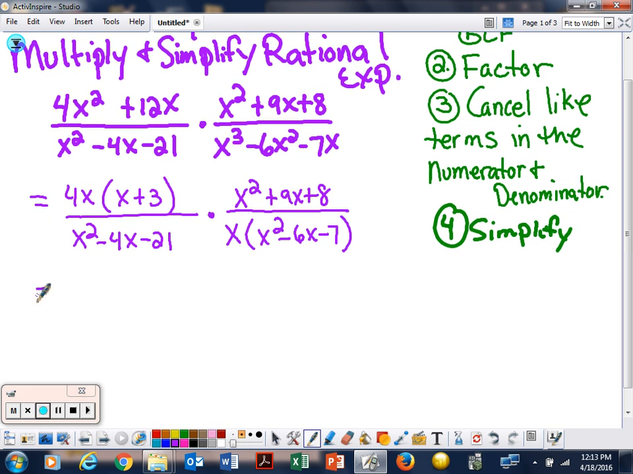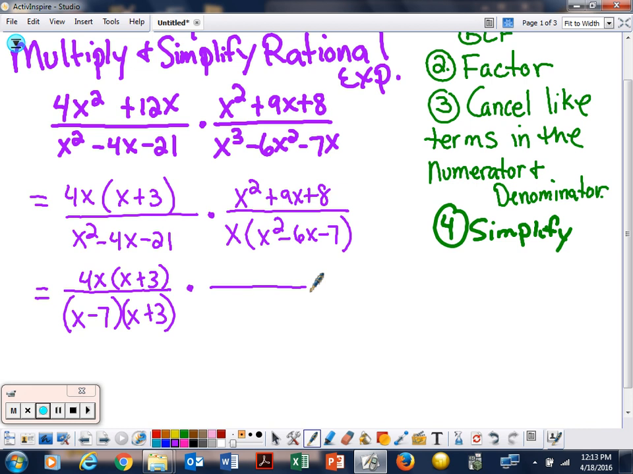All right, so the numerator here, there's nothing more to do. Leave it 4x times x plus 3. The denominator can be factored. Now, factors of negative 21 that add up to negative 4. Okay, that would be negative 7 and plus 3. Negative 7 times 3 is negative 21. Negative 7 plus 3 is negative 4.